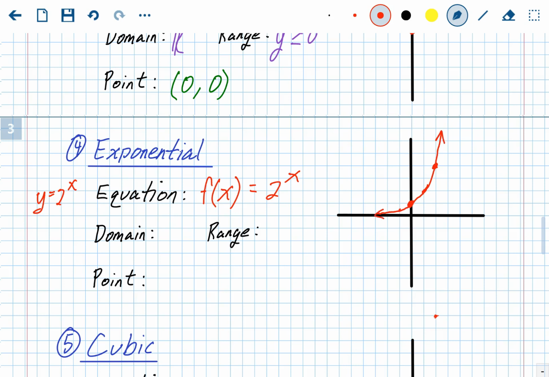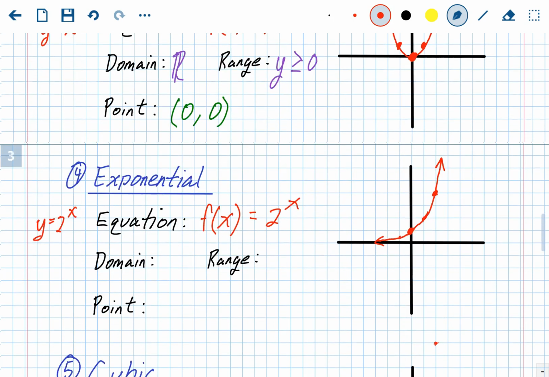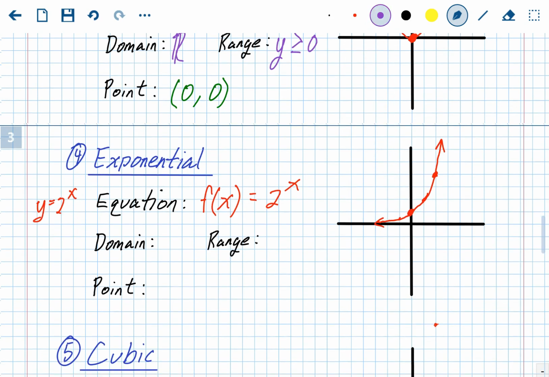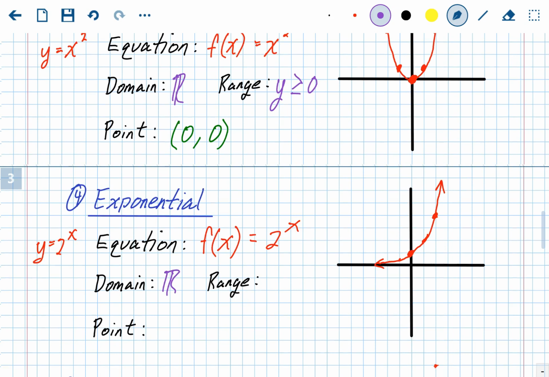So again, all exponential functions are going to look like that. All quadratics are going to look like a parabola. Again, it's the parent, the most basic form of each of these functions. All right, domain and range. The domain is all real numbers again. The range, now again, similar to the quadratic parent function, there's no values down here below the x-axis.